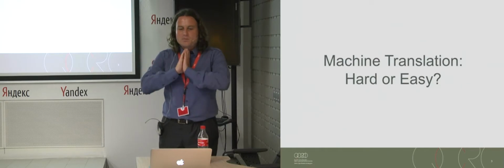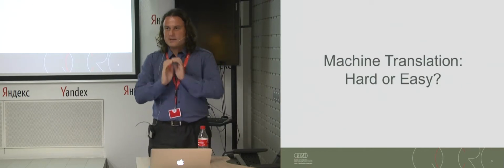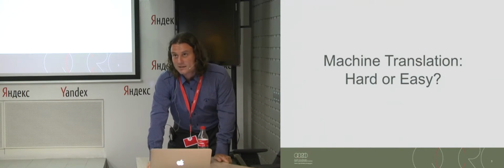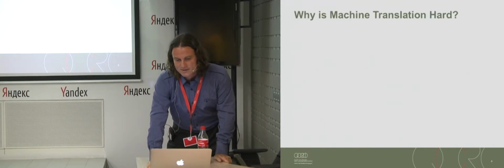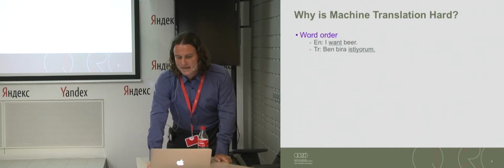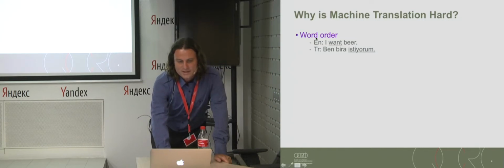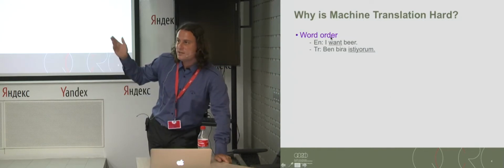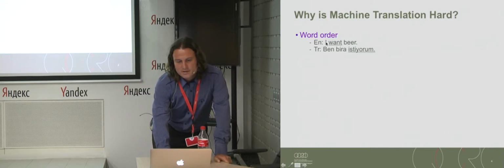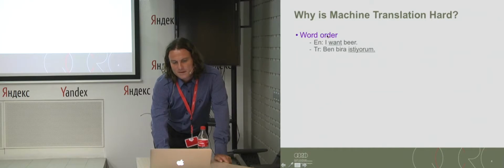Okay, so the third part. I first want to tell you something about why machine translation is hard, or why it's easy, when it's hard, when it's easy. Okay, why is it hard? It's hard for a number of reasons. One reason can be word order. I have mentioned this for Chinese, right? And here I can tell you something about the general word order. So for example, in English we have subject, verb, object. I want beer, right? In Turkish, you have the verb at the end.